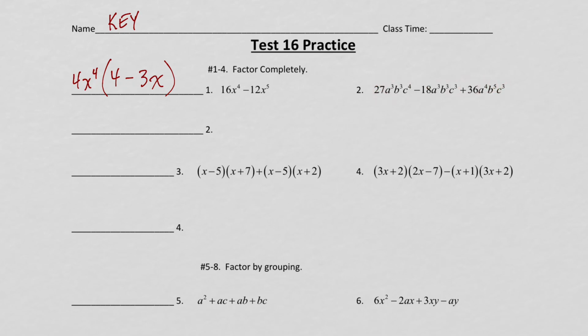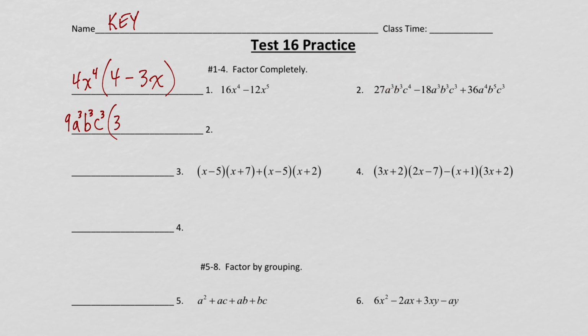Okay, between these three terms, 9 is the biggest number that can go into all of them. And then when we look at the a's, we have a 3, a 3, and a 4. 3 is the least, so I'll put a 3. When we look at the b's, we have a 3, a 3, and a 5. 3 is the least. When we look at the c's, we have a 4, a 3, and a 3. 3 is the least. So that's what comes out. And then that leaves behind a 3 because 9 times 3 is 27.